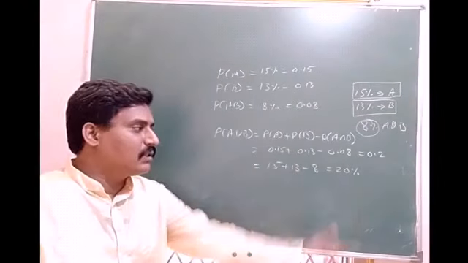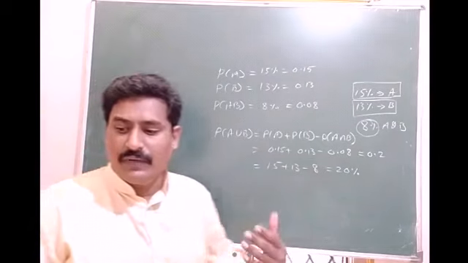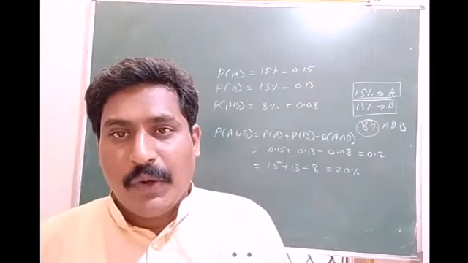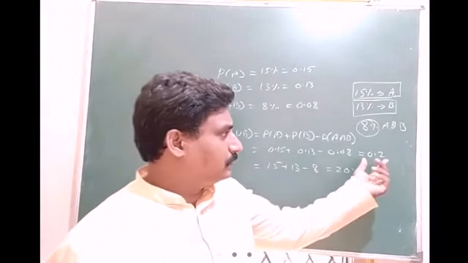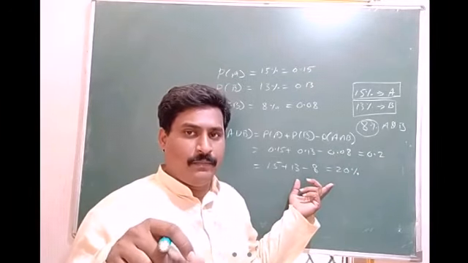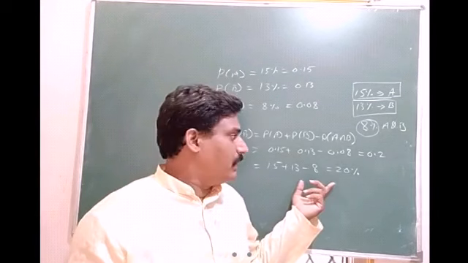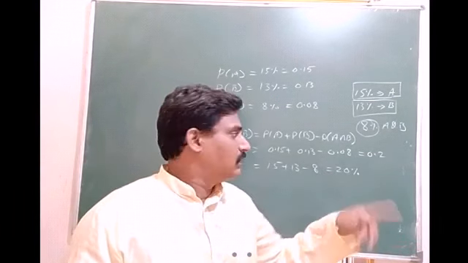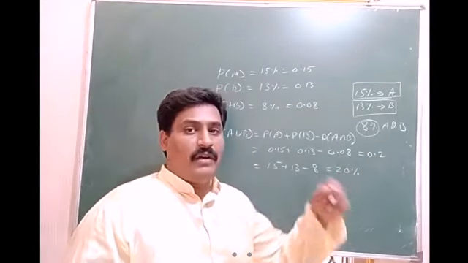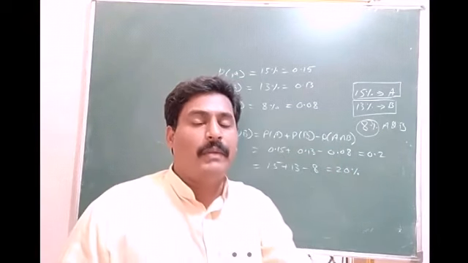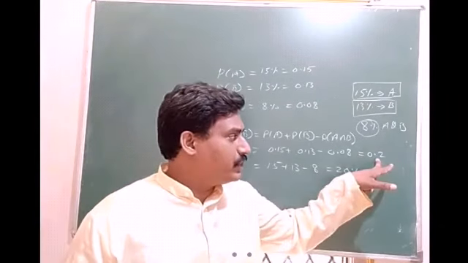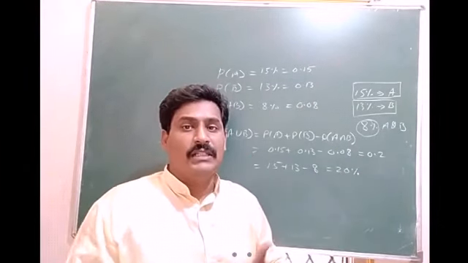So 20% of the people. Here they asked probability, so we have to show the answer in decimal. Percentage means out of 100 people; out of 100 people, 20% people will read either. So here they asked probability. So the probability of selecting a person who reads either A or B newspaper is 0.2. If the answer is asked in percentage, then 20%.